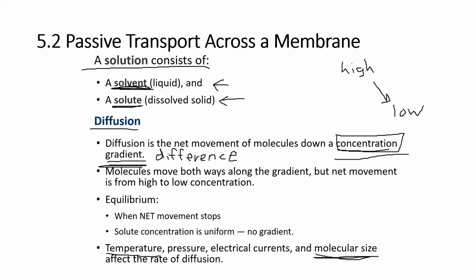How big is that difference? How large is that gradient? That is typically the main driver of the rate of diffusion. And diffusion will happen until you hit equilibrium. Cells like to take advantage of diffusion, so they typically don't allow things to hit equilibrium. And there's different ways they can rig it.